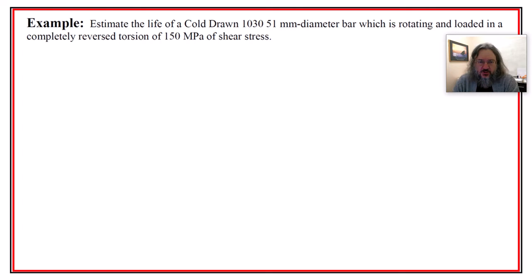So we have this cold drawn 1030, 51 millimeter diameter bar, which is rotating, and it's loaded in completely reversed torsion, right? So it's twisting back and forth.